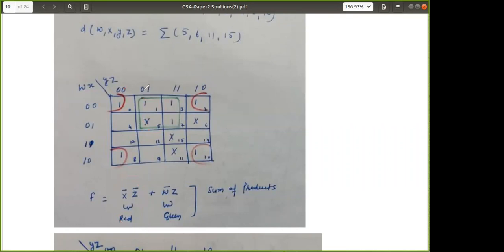In this green part, we see the WX value is 0 0 and 0 1. So W is 0, and X is cancelled, and since the value is 0 we write it in complement form, so we write W complement. Then we see the Y and Z values, 0 1 and 1 1. Y is 0 and 1, so it will cancel, and Z is 1 here, so we write Z. So that is the sum of products.